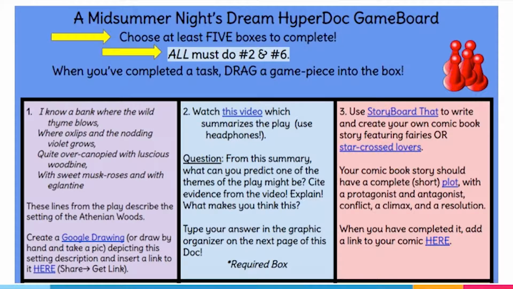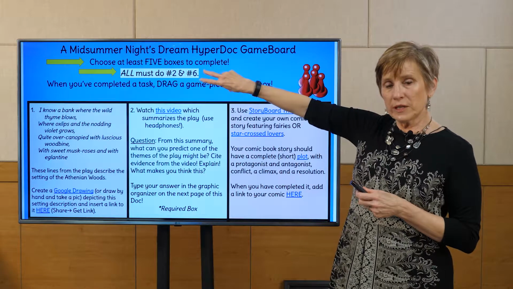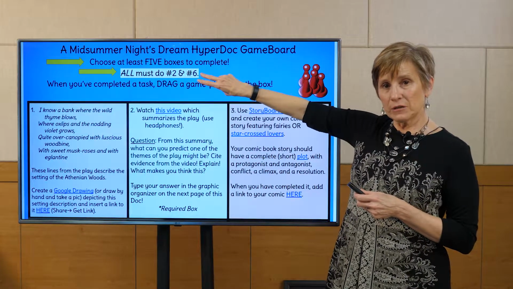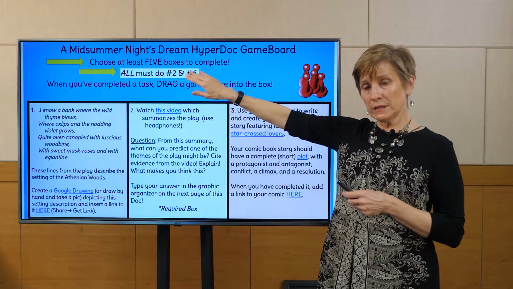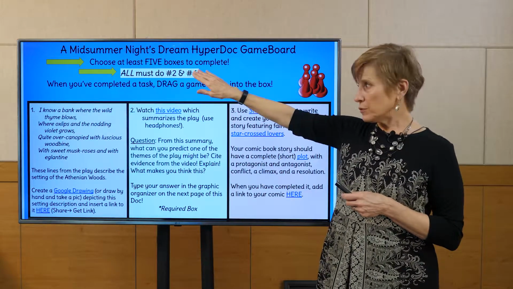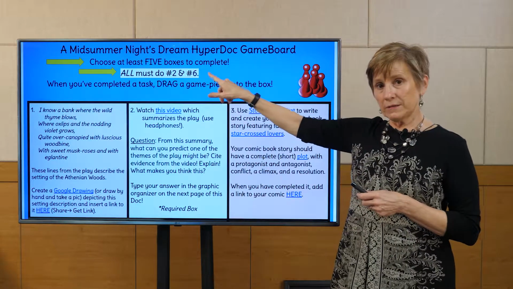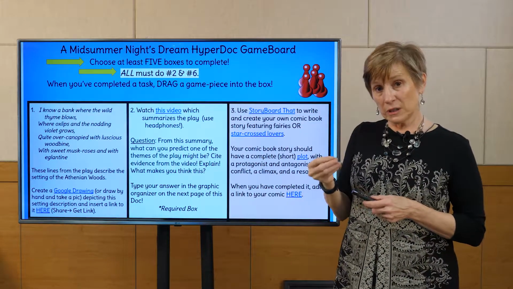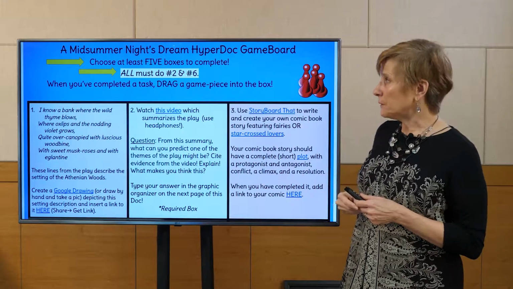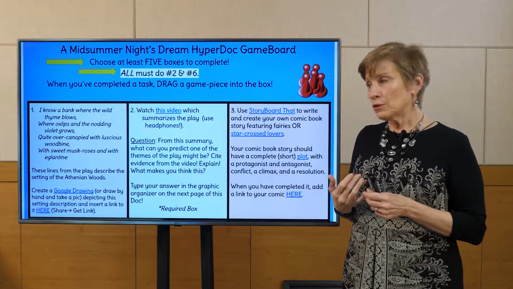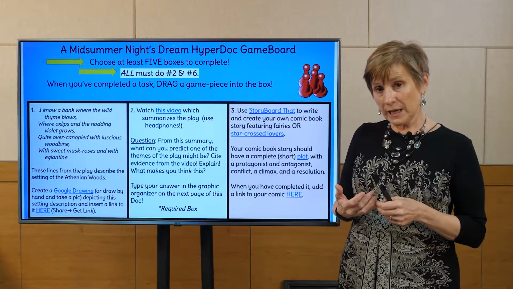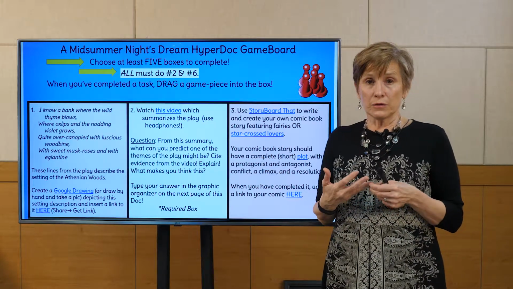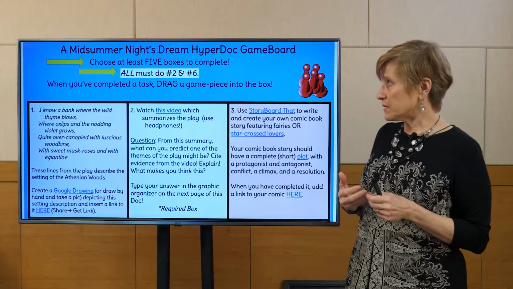So, differentiation. Here are the 2 points where you can really differentiate to meet your students' needs. The directions say that all students must do number 2 and number 6. These 2 activities address whatever your instructional objectives are. One is being able to make a prediction about the themes of the play, and the other is to do a close reading of a couple of lines of Shakespeare.